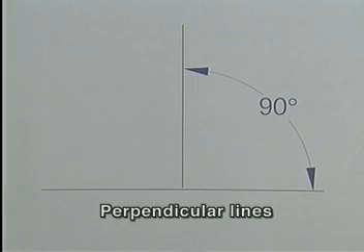Lines that meet exactly at 90 degrees are described as perpendicular. These are used primarily in intersections and in determining where objects may cross.